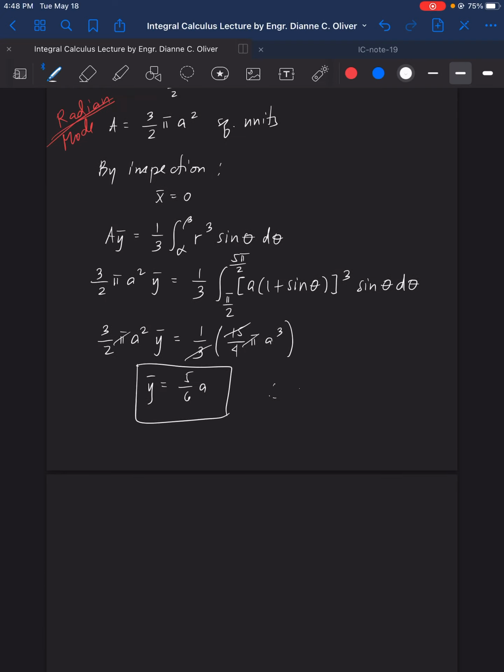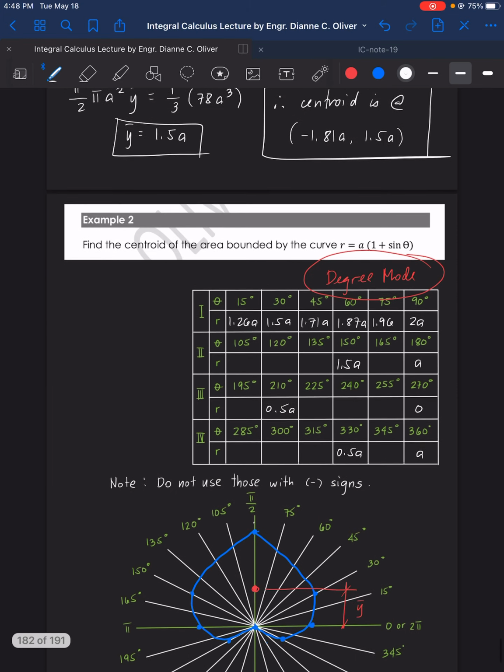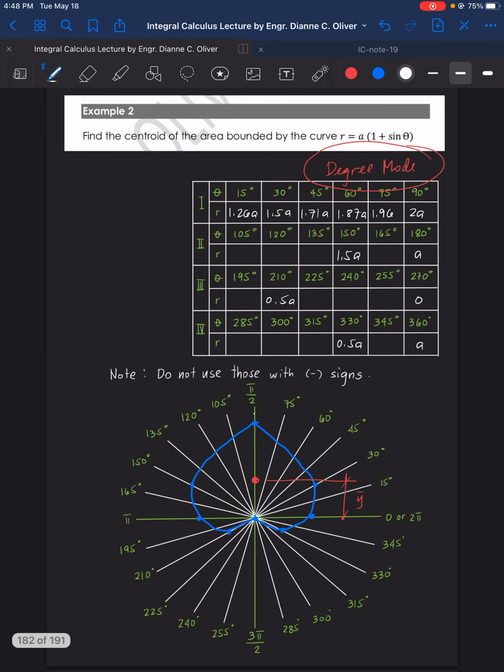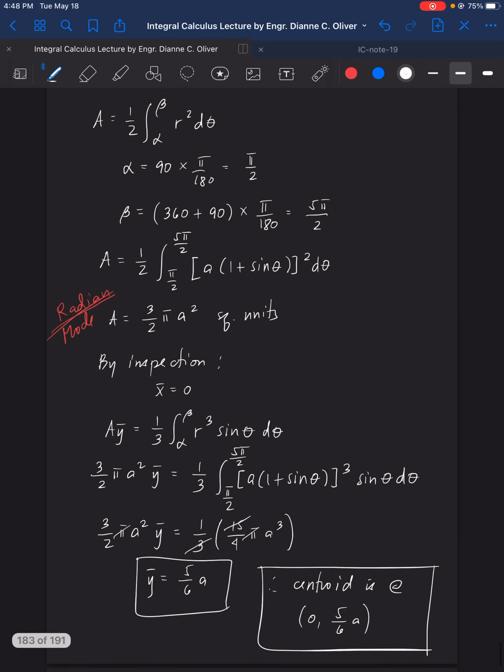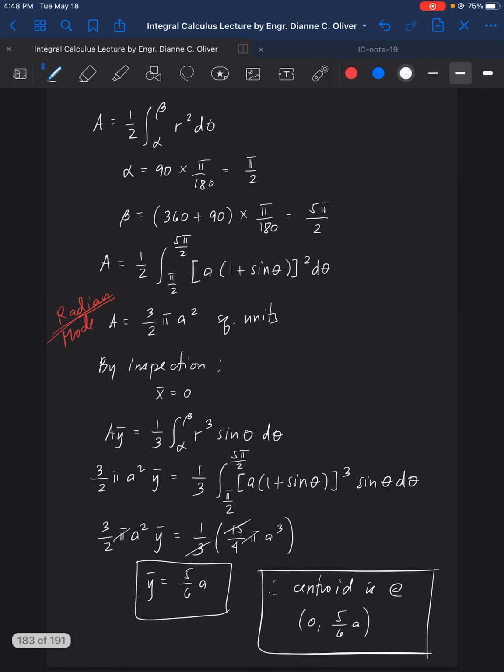Therefore, the centroid is at 0, 5 over 6 a. Okay, so that is for example number 2. So that's all for this video.